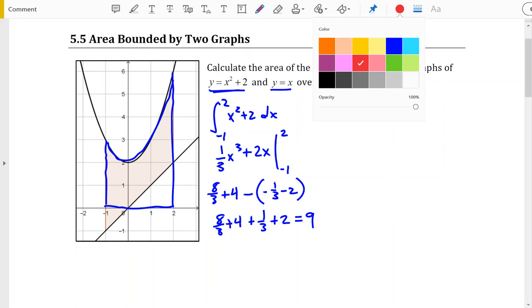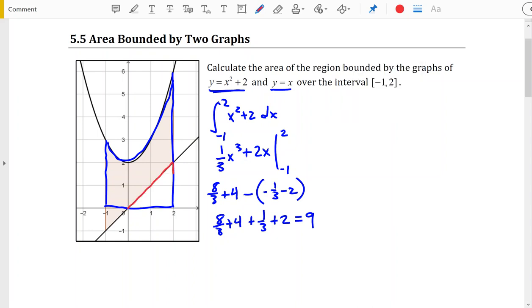However, that blue shaded region is not the area we're looking for. In fact, it's a little bit bigger than our shaded region. It's precisely bigger by this red triangle. So we're going to want to subtract the area of that triangle from our total. We can just use geometry here. It's going to be 1/2 times the length of the base times the height of the triangle, which is an area of 2. So we're going to subtract 2 from that result.